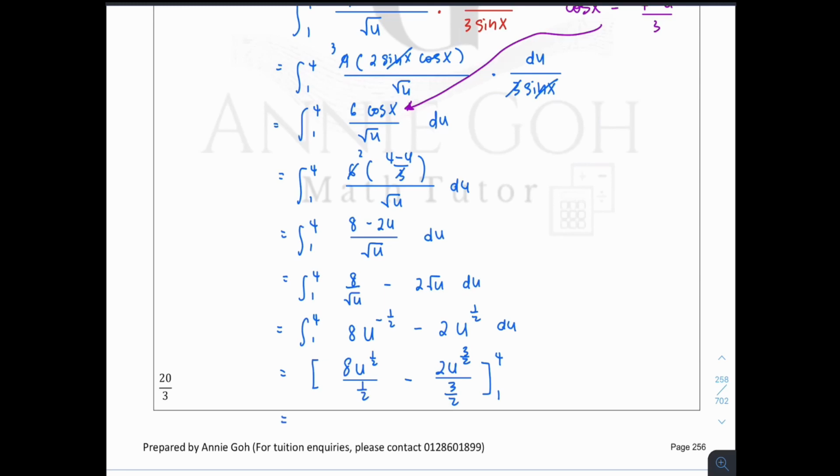Eventually, sub in the 4, you will get 32 minus 32 over 3, and then you substitute the 1 into both the terms. You will get 16 minus 4 over 3. Therefore, the final answer should be equal to 20 over 3. That's how we solve for this question.